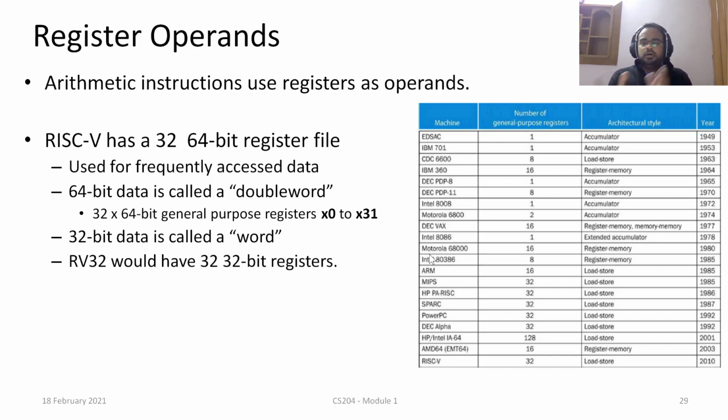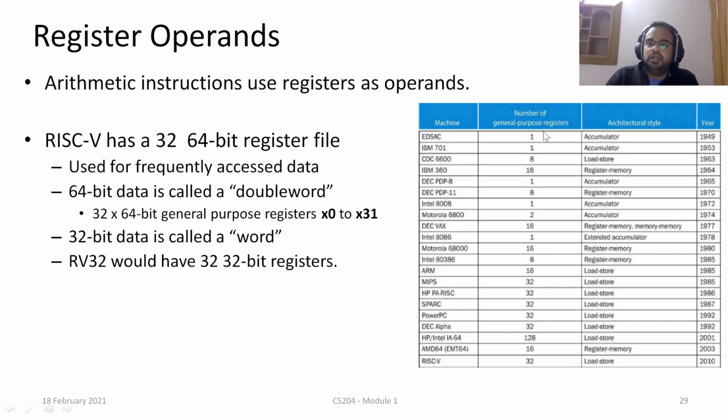So a short note on the number of registers over the years. You can see in this table, right? The first column is the machine name. The second column is the number of general purpose registers that these machines have, and the third column is the architecture style. For the moment you can ignore it, and the fourth column is the year that this machine came out, right?